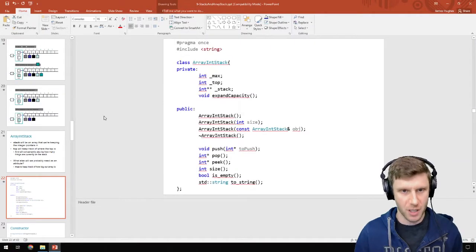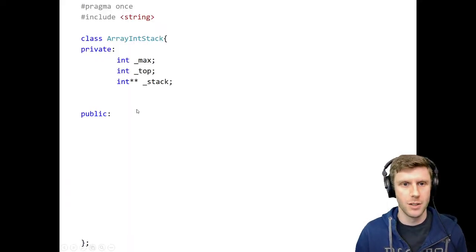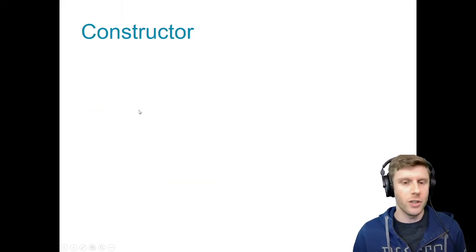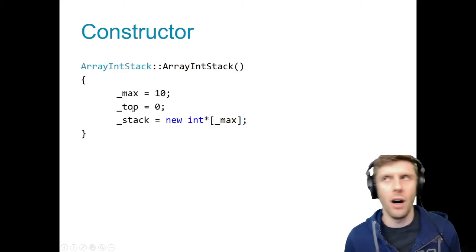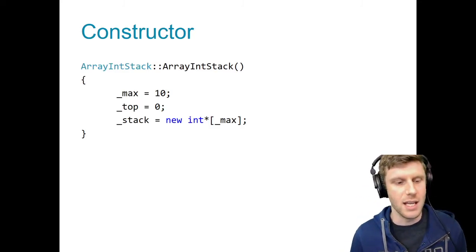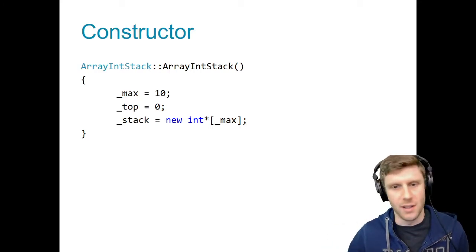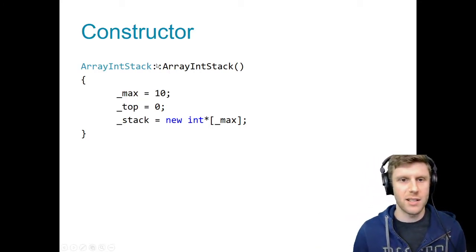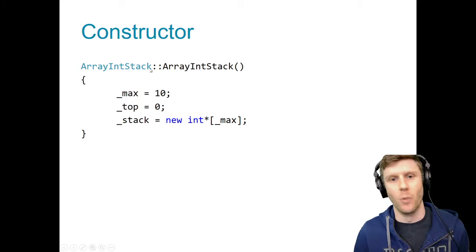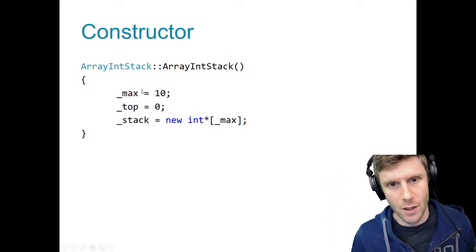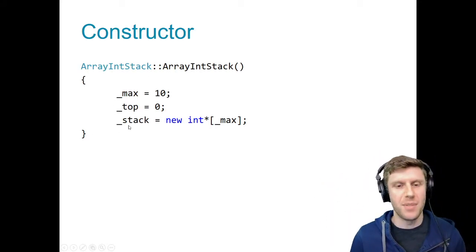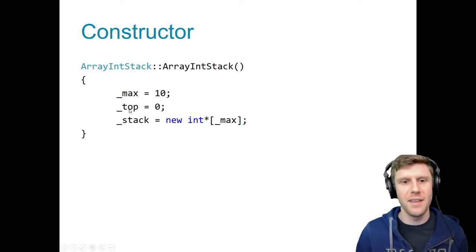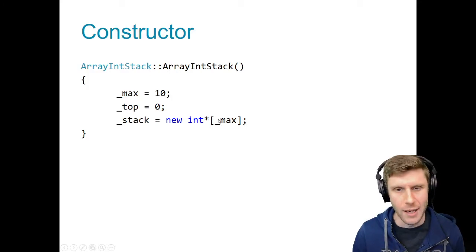Probably good to start with the constructors. So you'll notice that the constructor here is going to look an awful lot like the course catalog. We're going to start by saying, I don't know, max is 10. Why? I don't know. I made this up. Where's the current top of the stack? Well, it's empty, so the top is 0. And then stack, well, we need to initialize our new integer pointer array.